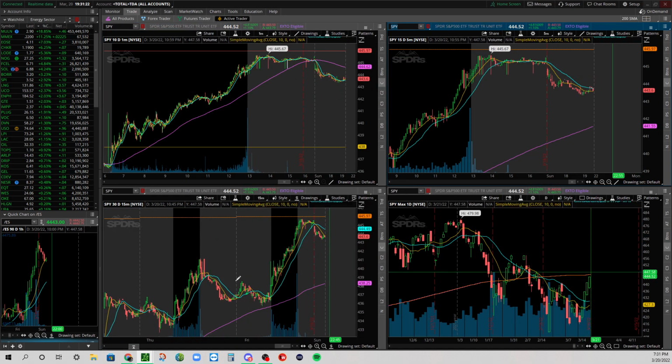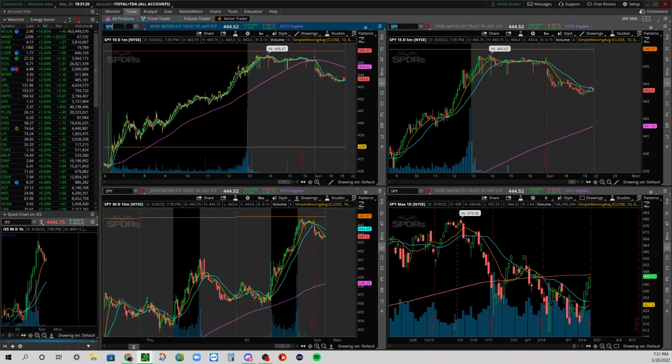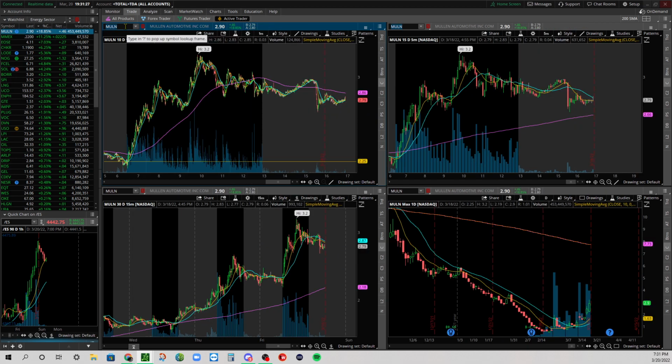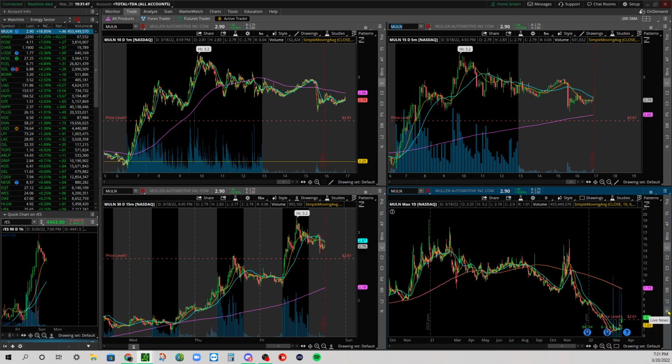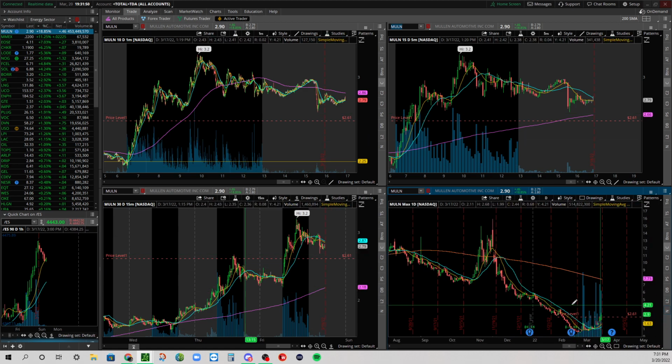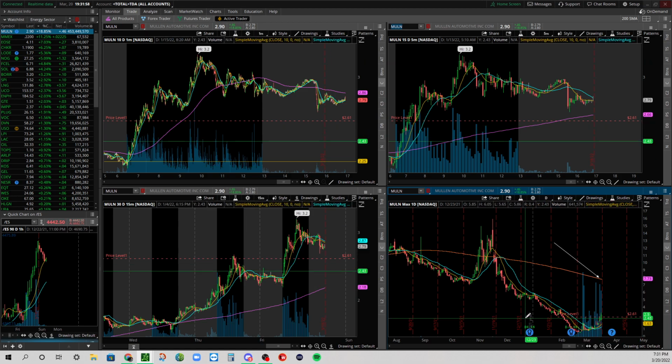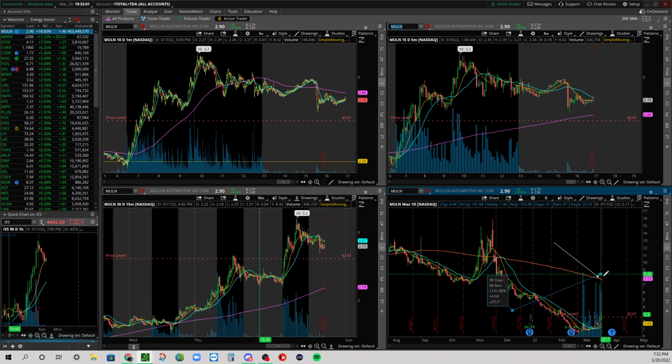Okay, let's go MULN. Okay, I think MULN has news as well. Let me see. Automotive. This is an EV company, and all the EV stocks have been running along with the market, right? So decent news. On the daily, it's far away from the 200 moving average. So you have a lot of room from, what is that, 261, 290 to the 200.